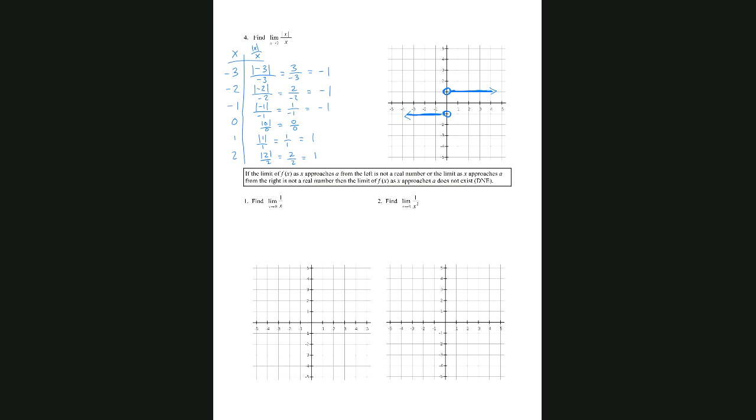Notice that the limit on the left side of 0, the limit as x approaches 0 from the negative side, is a -1, whereas the limit as x approaches 0 from the positive side is +1. That's this here. Those limits do not agree. And since they don't agree, the overall limit does not exist.